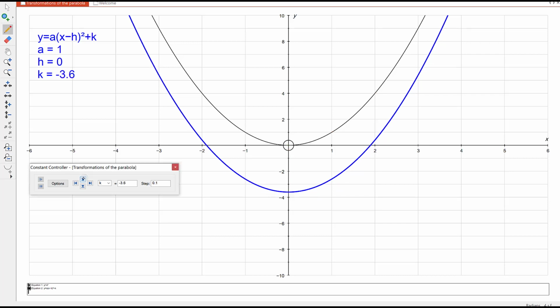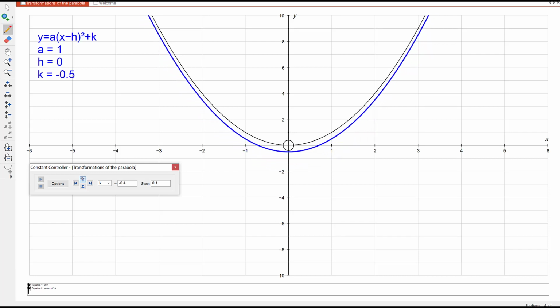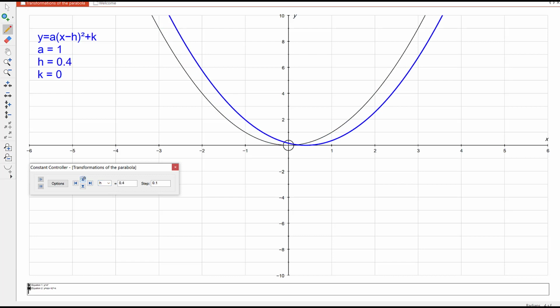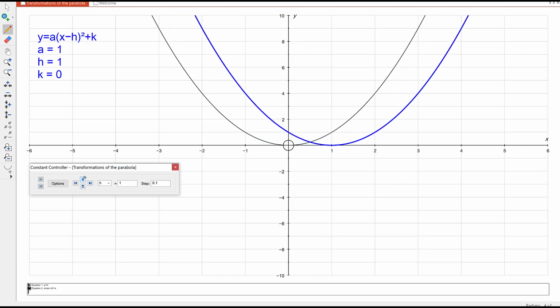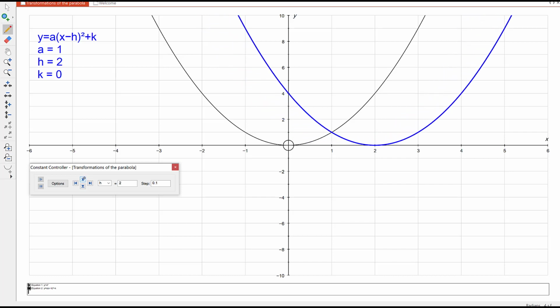Okay, let's put K back up to 0 again. A is still 1, and let's have a look at H. So we've set up the equation so that it is x minus h all squared, and what we'll find in this form is as we make H bigger, the graph goes to the right. But it's important to think about what's happening in the equation here. So when H is 2, the equation is x minus 2 all squared, and the graph has gone to the right by 2. So minus a number makes the graph go to the right when it's inside of that bracket.